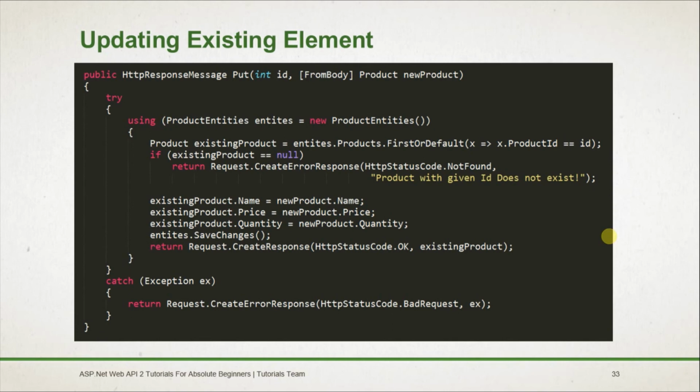This is the code for the put request. First of all, we need to retrieve the existing product detail and check whether the product exists or not. If not exist, then we need to return the 404 status. Otherwise, update the product detail, save the changes and return the OK status code. Otherwise, return the bad request code.